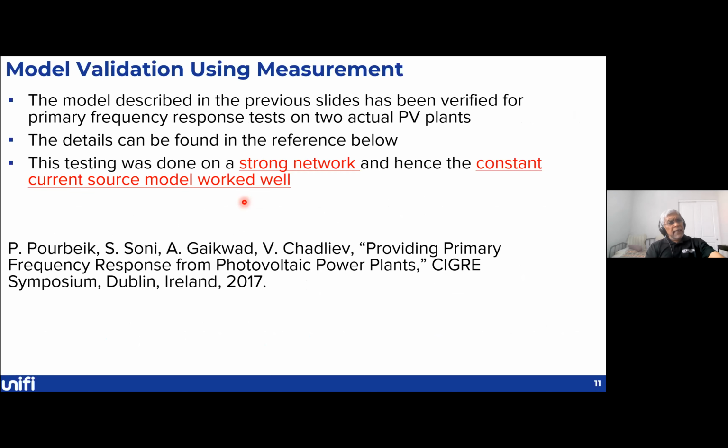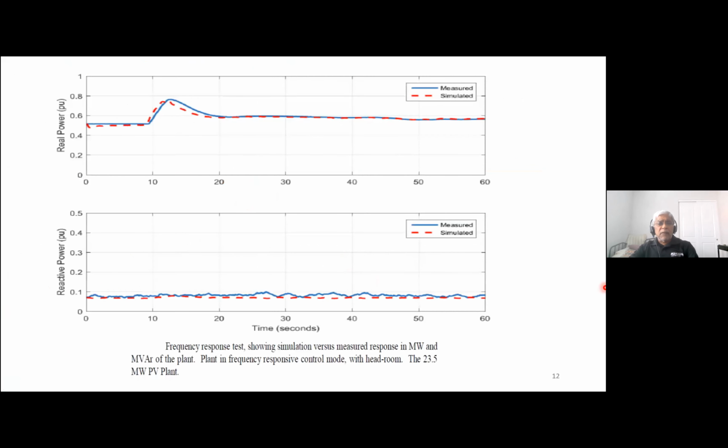So the model that I just explained on these previous set of slides has been tested on an actual system, and the testing was actually done on an electrically strong network, and hence this constant current source model actually worked very well. And so this paper is a recent paper. What they did was a frequency response test showing simulations versus measured response in both the active power and reactive power of a solar plant.